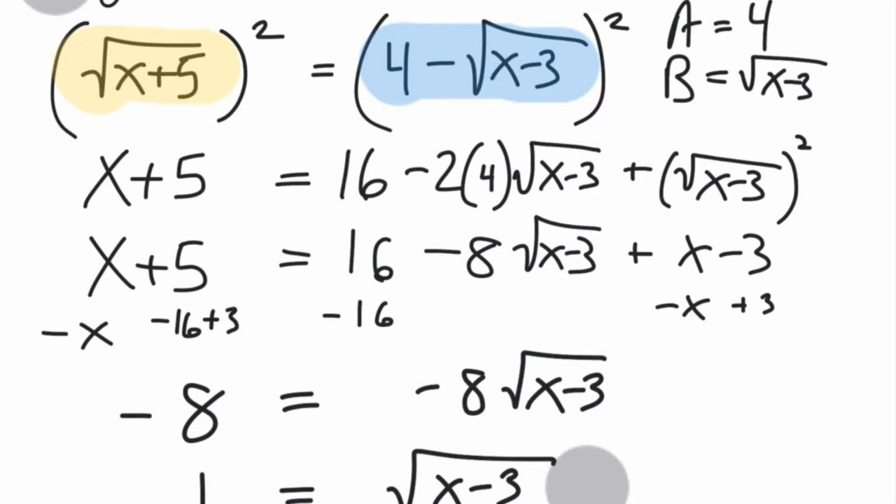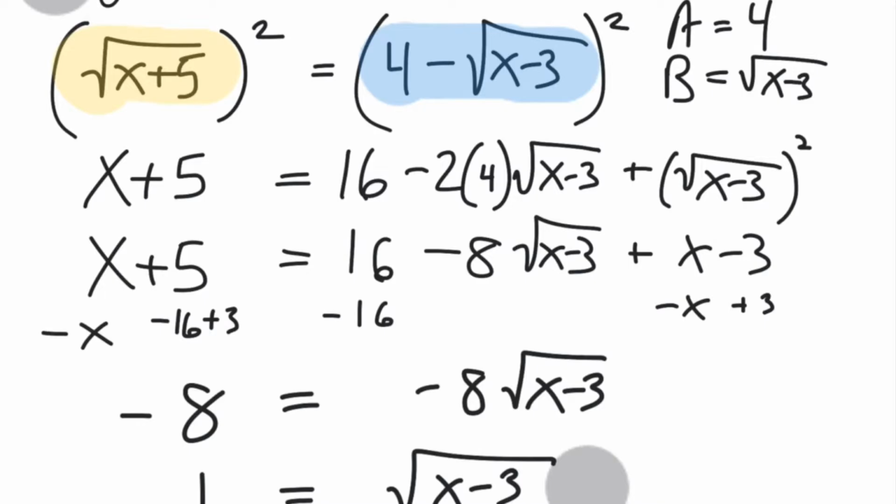Now we're going to have to isolate this radical. We have to get the radical all by itself here. So I'm going to move everything else to the other side first. I'm going to subtract x, subtract 16. I'm going to add 3 to cancel out the subtract 3. And then here we get that these 2 x's actually even cancel out, which is great. And then we're just left with negative 8 equals negative 8 times the square root of x minus 3.